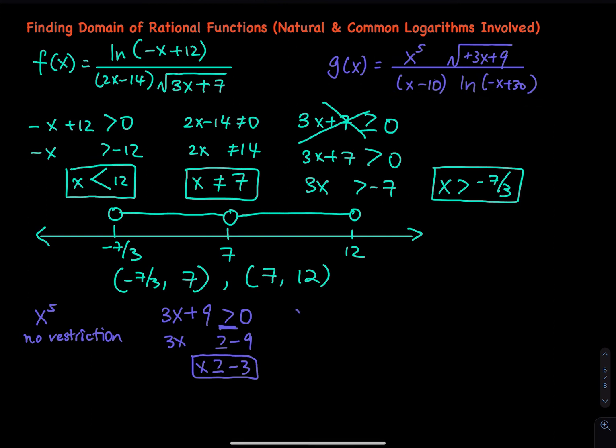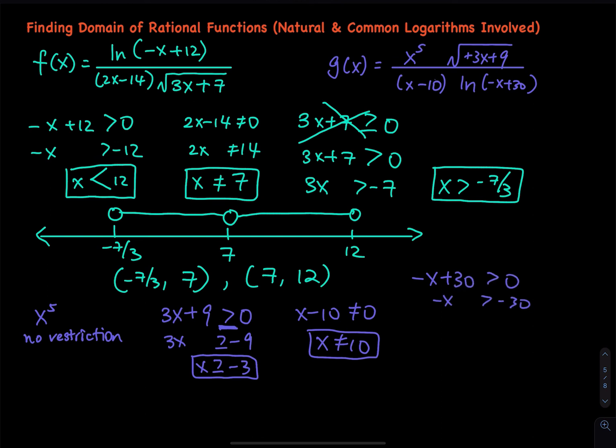Okay, then let's keep working. The x minus 10 in the denominator cannot be 0, so x is not equal to 10. All right, and then the next one can be big trouble. For ln, just like above, everything inside the ln parentheses has to be greater than 0, right? So negative x plus 30 has to be greater than 0. Subtract 30 on both sides, and then x must be less than 30, right? Since you divide both sides by negative 1.